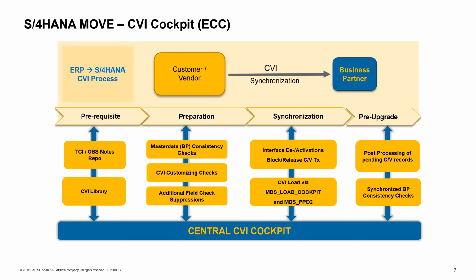So we also need to think of a mechanism where we cater to those customer and vendor master data creations, which also need to be converted to business partner for a successful S4HANA upgrade. So that was a brief theoretical business process description on how the business partner CVI business process works as of today.